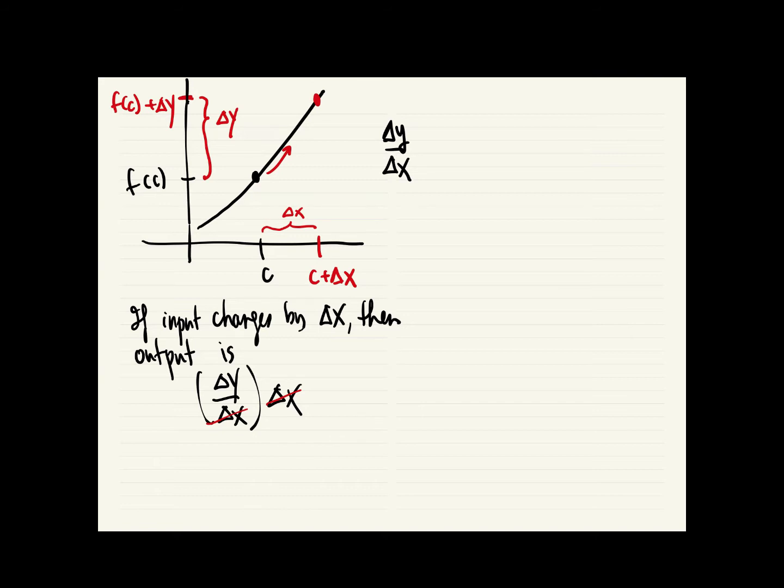I also want to say that our delta x could be negative. If my delta x was negative, and I added it to my input, that would give me a point to the left of c, my starting point, and I put the resulting ordered pair there in orange, and you can see we get a resulting output. So there would be my f(c + delta x), and here's my delta y for that case.